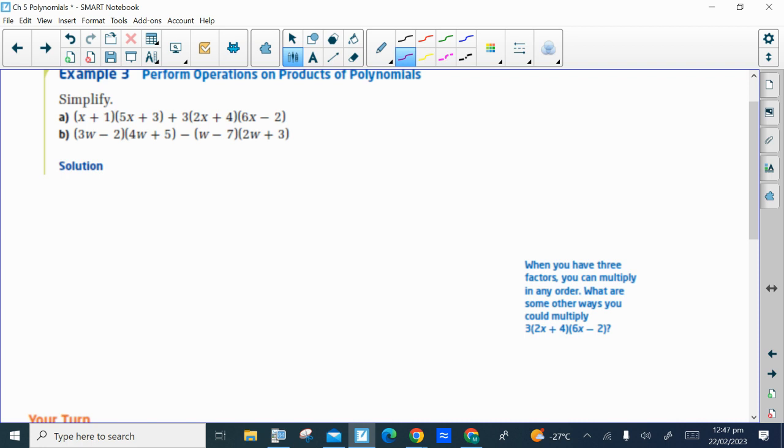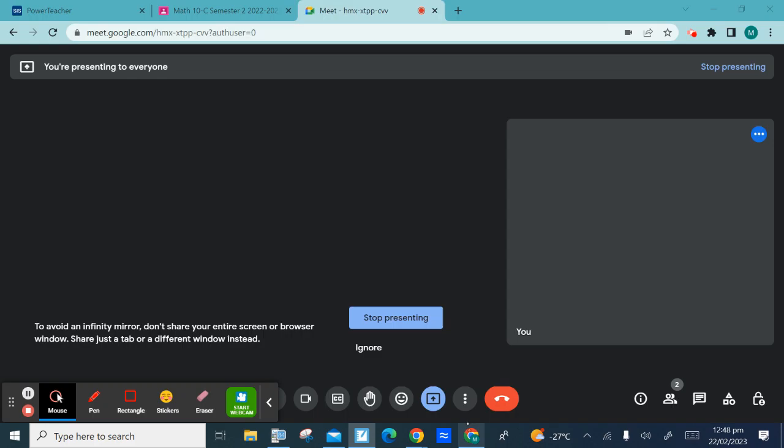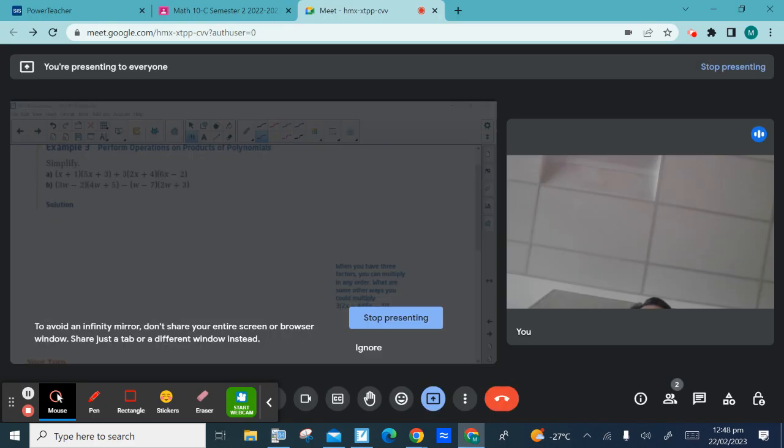Remember order of operations, remember BEDMAS, brackets, then exponents. There's none of those here. Yes, there are brackets, but there's nothing inside the bracket that we can do because they are not like terms. And then you divide, multiply, left to right, then you add, subtract, left to right. So again, we'll start by doing the multiplication.